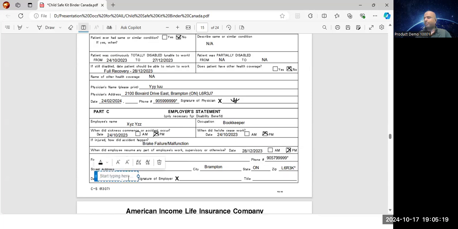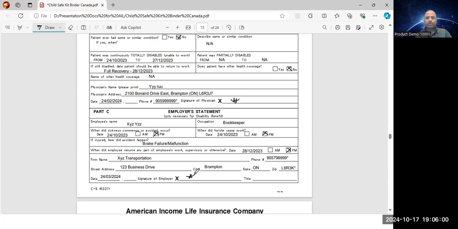Date, let's say the date is 24th of March, 2024. This gets filled out by your employer after your physician signs the form, the APS. So this would be a month after your physician signs the form, so let's say 24th March. It could also be prior to 24th March, depending on the priority of this form.